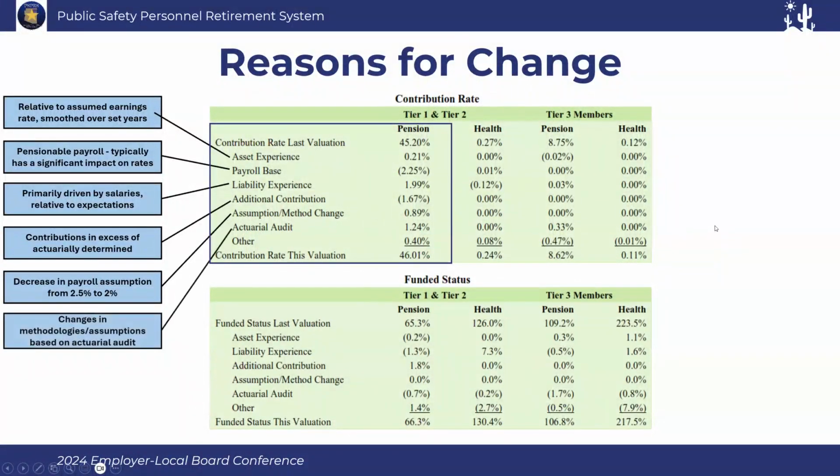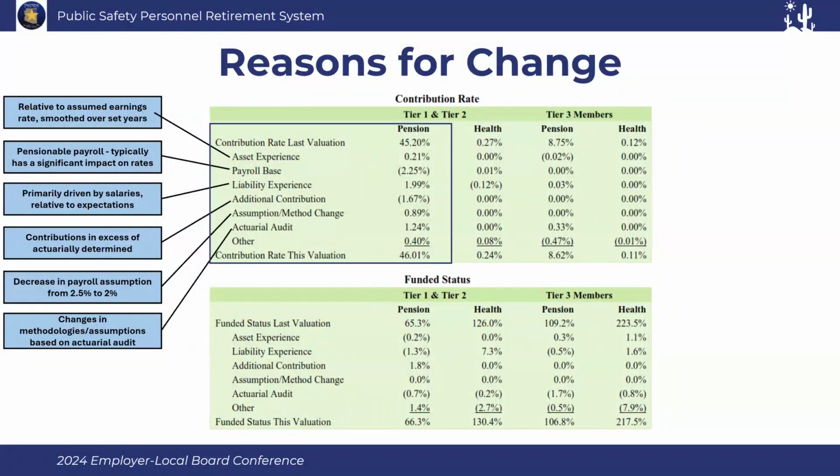Actuarial audit. This was something that was done last year by the board. They commissioned an actuarial audit of the actuary we normally use to do the valuations. And what they came up with is a series of recommendations on how our current actuaries are valuing certain benefits, the timing, things like that. And so it's having an impact on the contribution rates and the funded status.